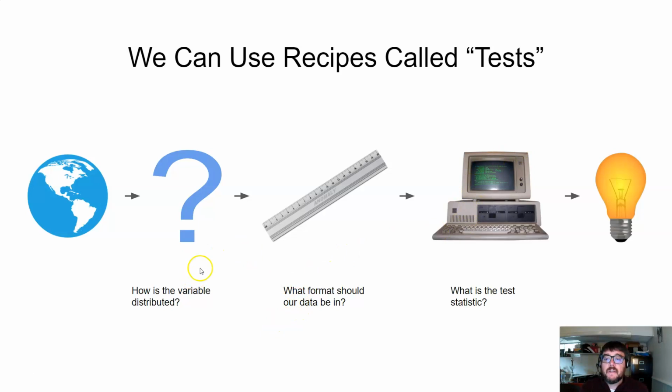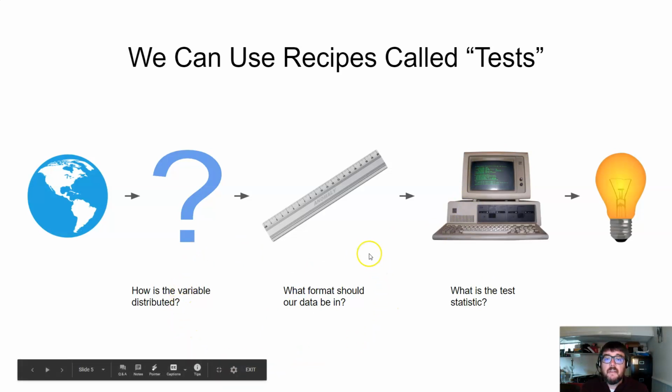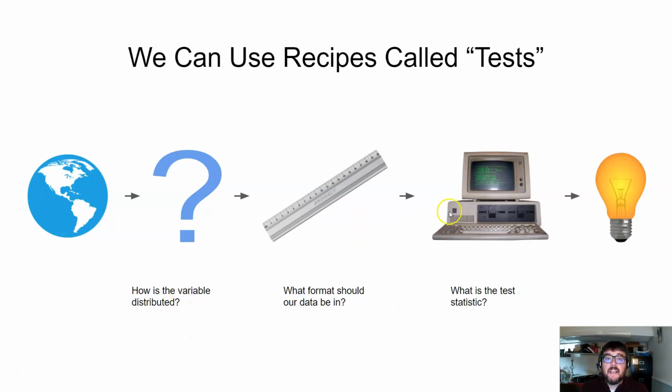You look at how the variable is distributed, and you figure out what format your data should be in, and then that gives you a test that you can run and a single number that you can use to try and evaluate whether what you think is going on really is.